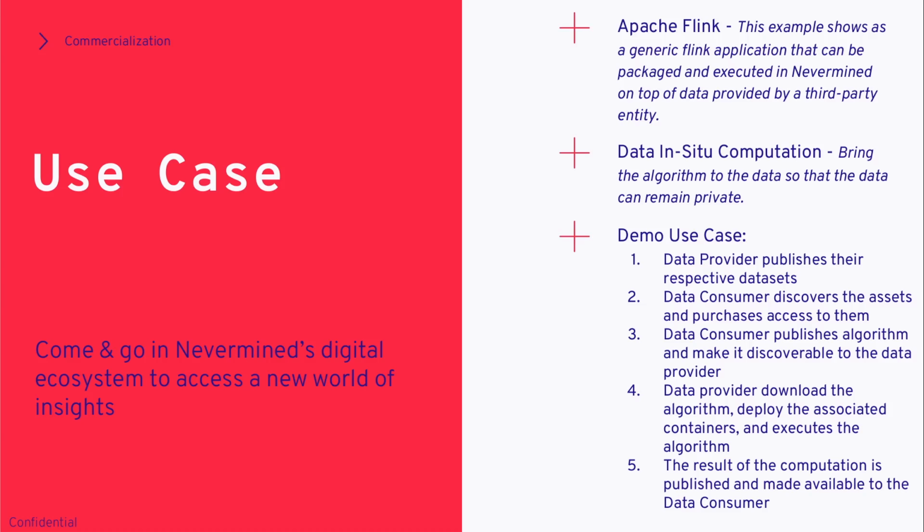So the data provider will start by publishing the information or metadata about its data that it wants to monetize. Then we will have a data consumer that will discover these data sets and will decide to buy access to them. Afterwards, the data consumer will publish the algorithm and make it discoverable for the provider. The data provider will download the algorithm, will set up the execution environment, and will run the computation. And in the end, the data provider will publish the results of the computation and will make it available for the data consumer.